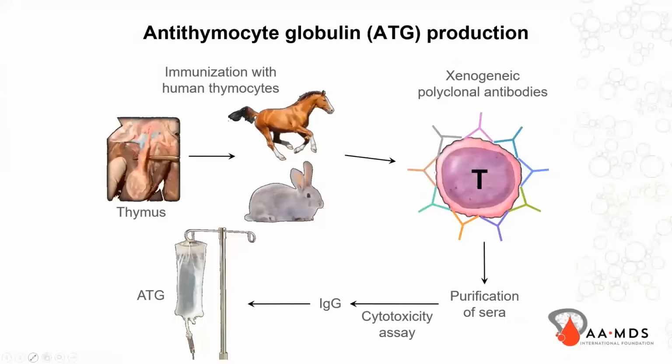So aplastic anemia or severe aplastic anemia can be treated with bone marrow transplantation or immunosuppressive therapy. Bone marrow transplantation was started first, like in the 70s, late 70s, early 80s, for this disease. And immunosuppressive therapy came later, in the 80s and 90s.